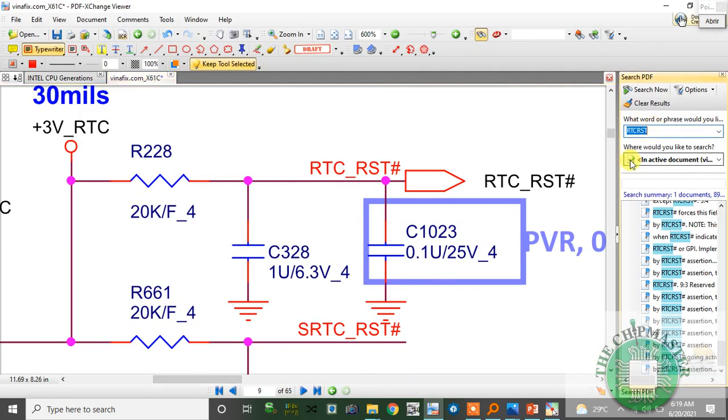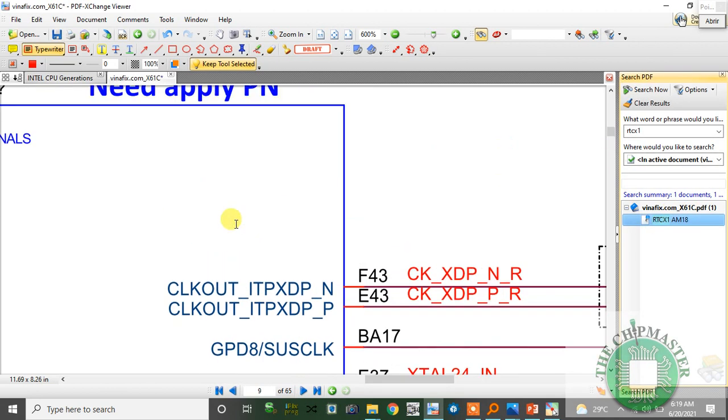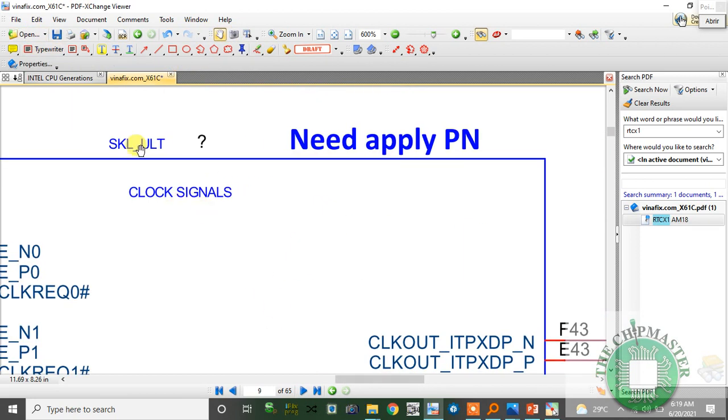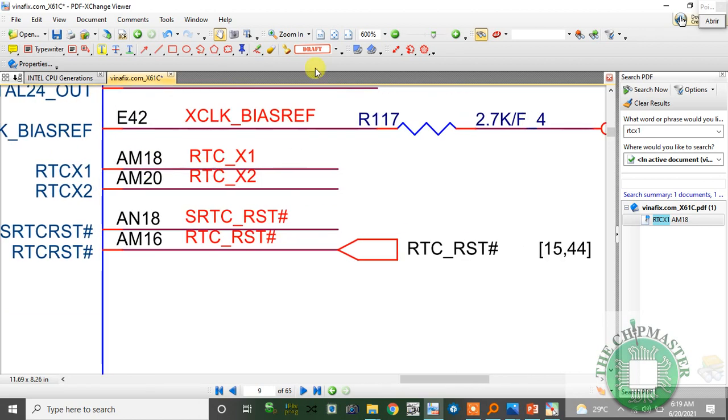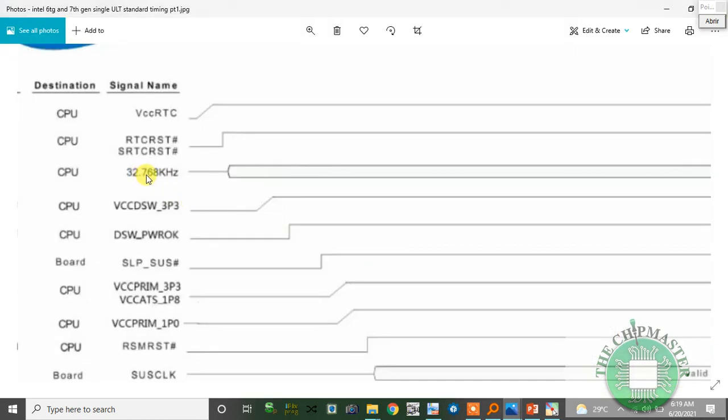So let's search for RTC X1. This is the standard name, RTC X1, which is a standard name inside of the PCH in the CPU. This is the Skylake U, and we have RTC X1. Let's copy this signal and see where it's coming from. As you can see, it's coming from our crystal, and this is our 32.768 kilohertz.